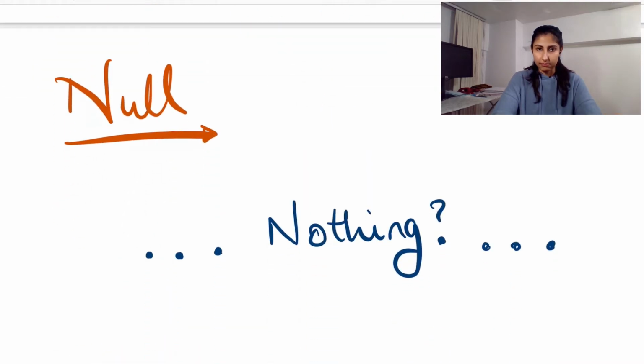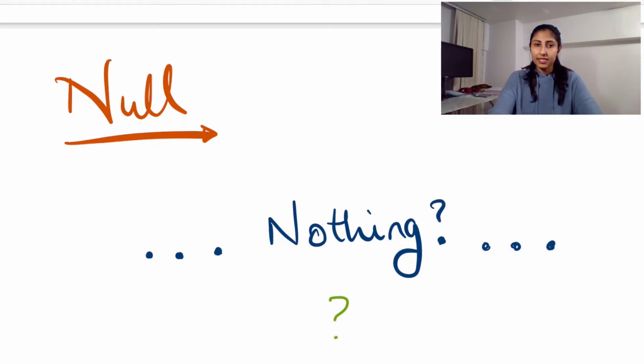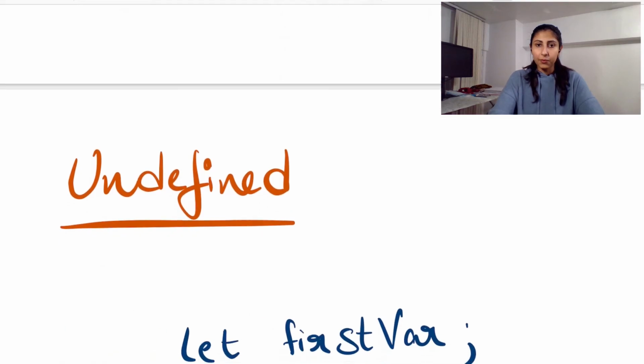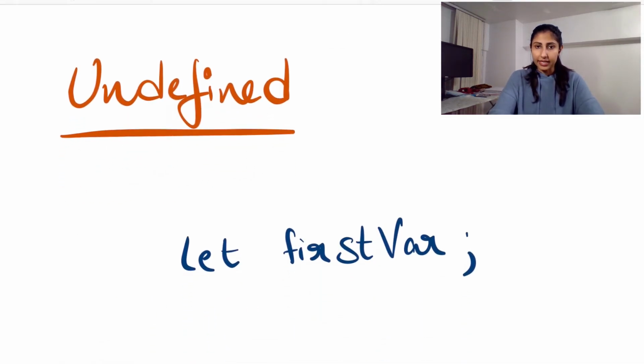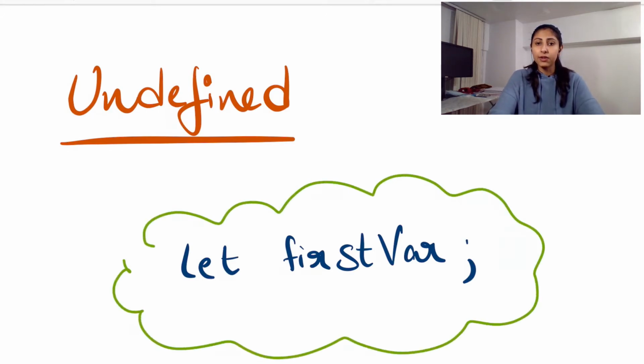which basically means nothing. So the null value is used in relation to pointers, like to say a pointer points to null, that is, it points to nothing. Then there is the undefined value type, which is the default value that is contained within a variable which has been declared but not defined yet. That is, a value hasn't been assigned to the variable yet.